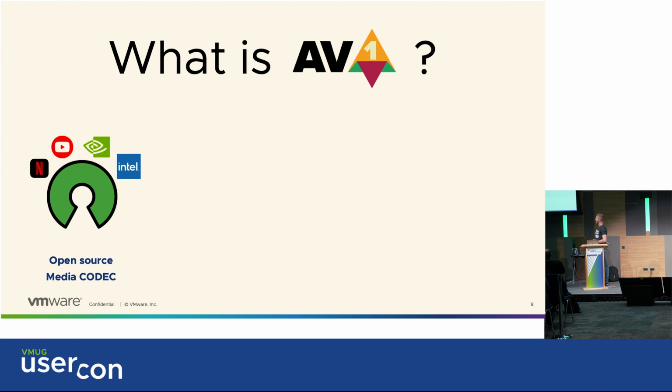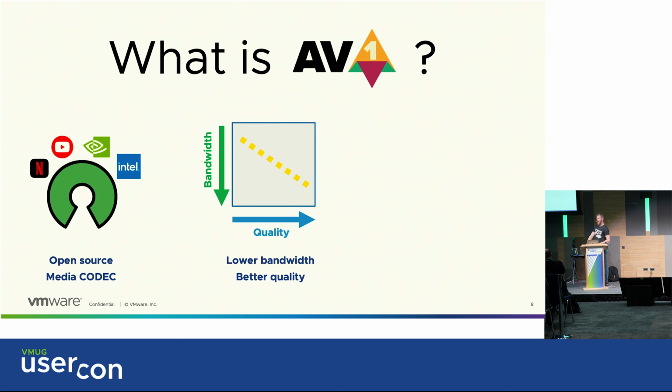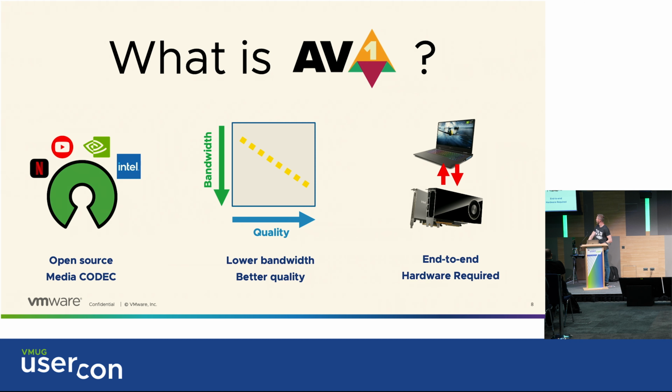Now, what's AV1? I already kind of talked about it. It's an open source media codec, and companies like YouTube, Netflix, Intel, VMware, and NVIDIA contribute to the success. So the more companies contribute, the better the connection protocol will be. And I think YouTube will completely move over to AV1 in the upcoming months. And I think this shows the real potential. It promises higher quality with lower bandwidth consumption, and this is one of the downsides. It requires end-to-end hardware, which means that my M1-based Mac here does not have the right hardware to decode it, whereas my Intel-based laptop does.